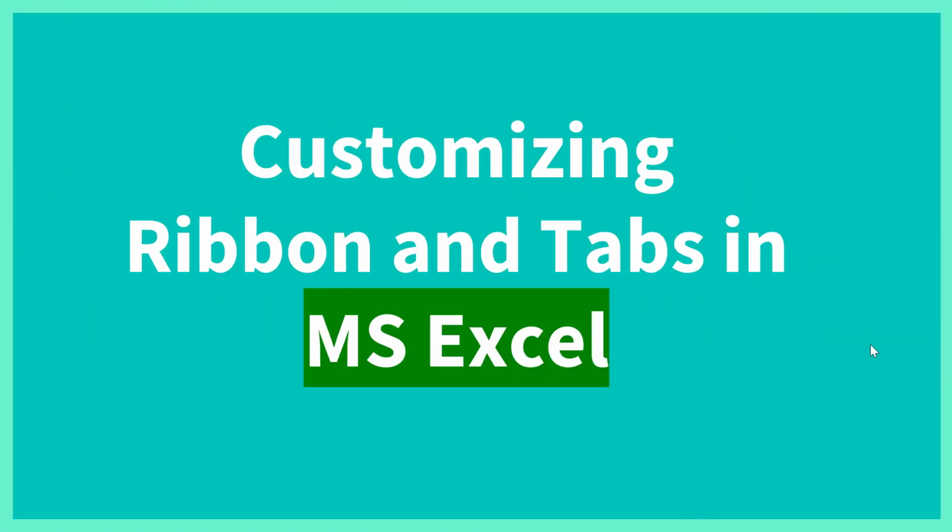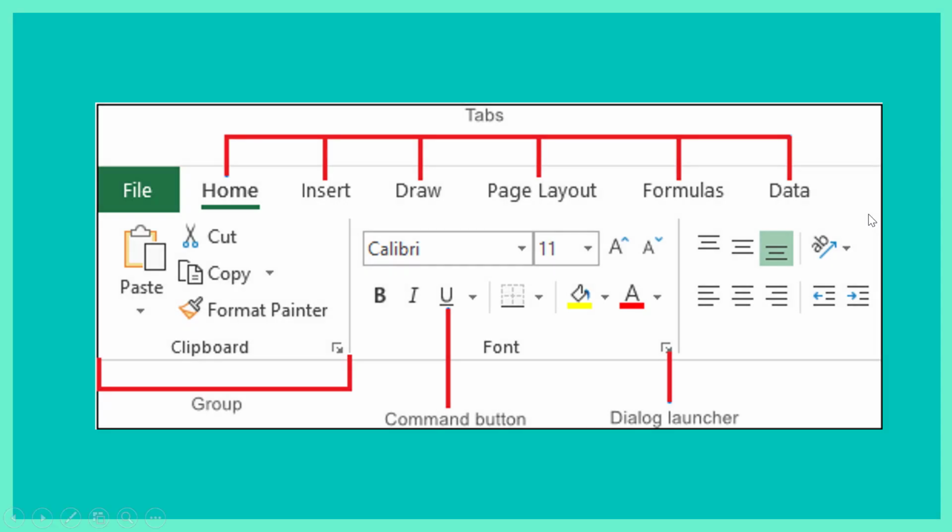In this video, I'm going to talk about customizing the ribbon and tabs in Microsoft Excel. So what is the Excel ribbon and tabs? The Excel ribbon is a row of tabs and icons at the top of the Excel window that allows you to find and understand the commands in Excel.